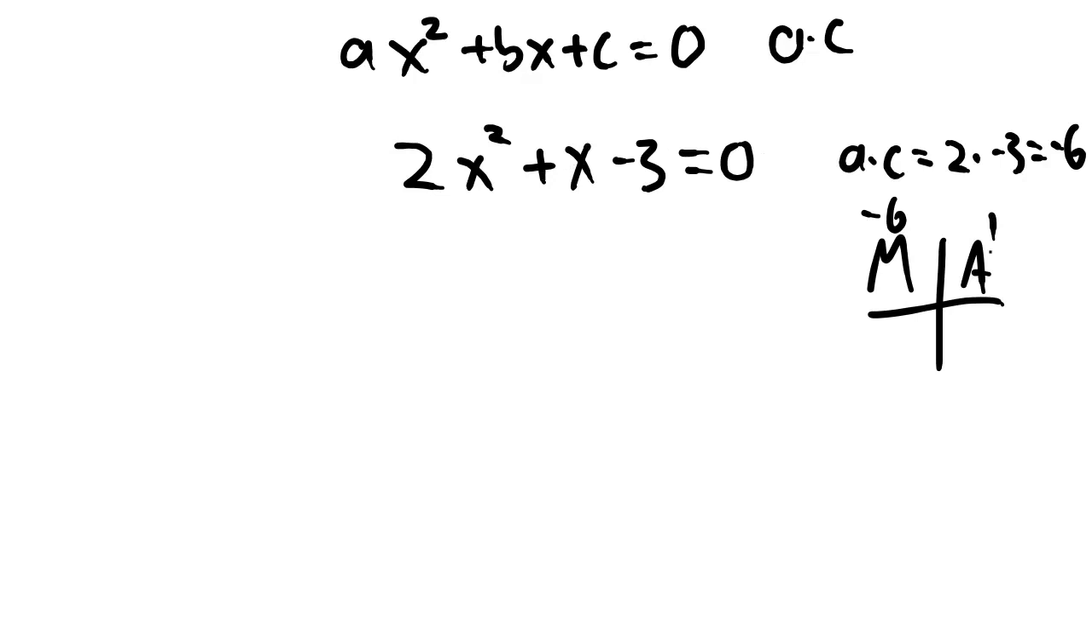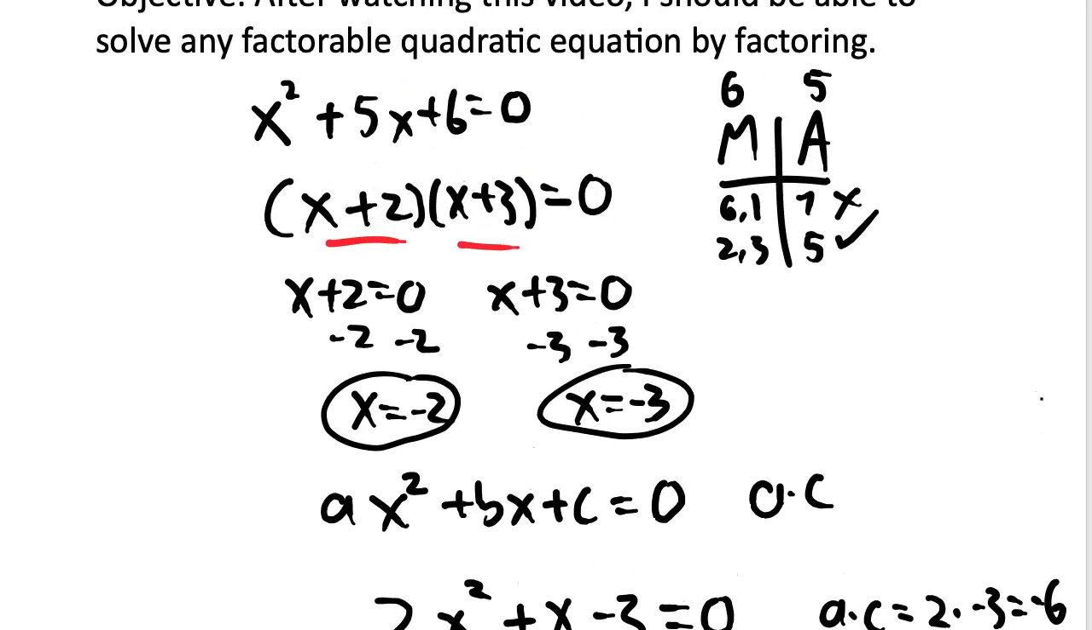What things multiply to get negative 6? You could do negative 6 and 1, that would add to negative 5. But you probably already noticed the better one is if I picked 3 and negative 2. Those would add to positive 1. Ding, ding, ding. This one didn't work, but this one works. Now, this is where we stop, instead of jumping right to the parentheses like we did last time. That was the shortcut method.